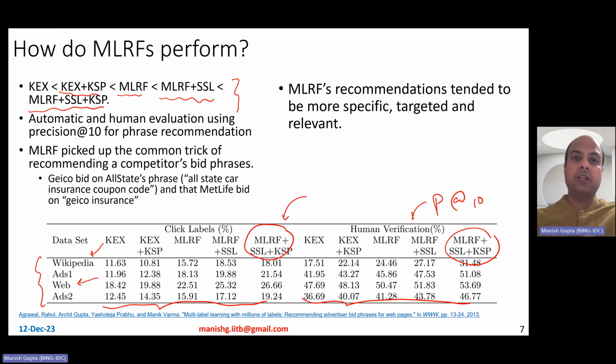Now, interestingly, since you're talking about the ad matching problem or ad to keyword recommendation problem, MLRF actually picked up the common trick of recommending a competitor's bid phrase. If you have to show your ad, you should bid on your competitor's bid phrase, so as to show your ad when people search for your competitor's brand. In MLRF, Geico actually bid on Allstate's phrase, Allstate car insurance coupon code, and MetLife actually bid on Geico insurance. So MLRF naturally can recommend competitors' bid phrases as good bid phrases for showing your ad. Further, human evaluation showed that these recommendations were more specific, targeted, and relevant.